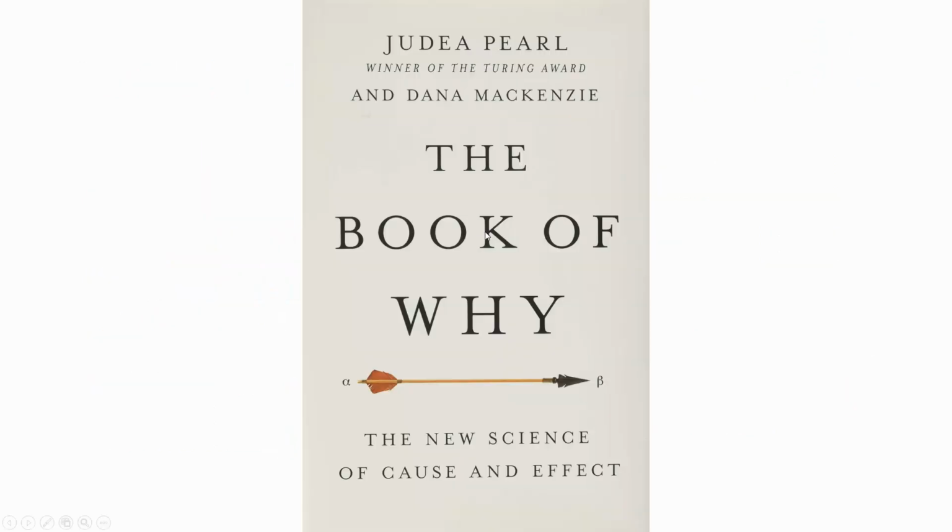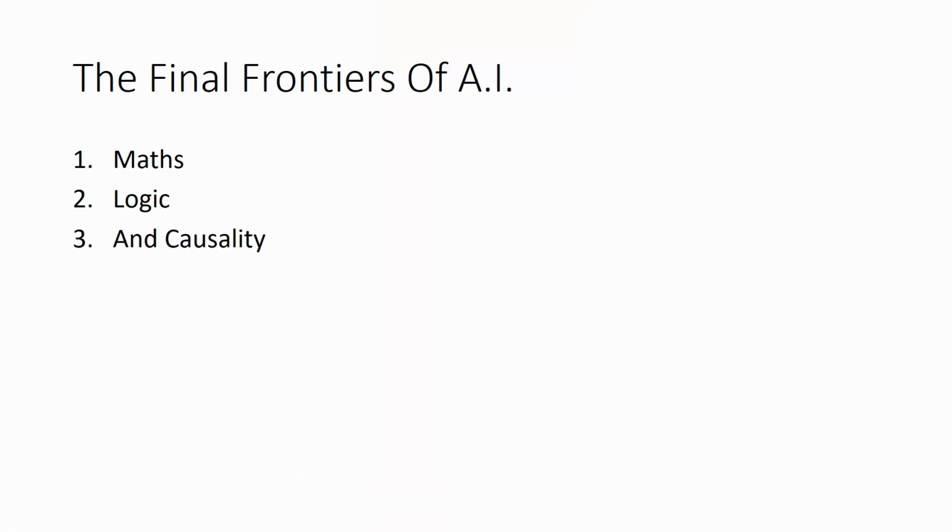This is The Book of Why by Judea Pearl. This is like the gold standard in the science of causality. The final frontiers of AI are basically three things: maths, logic, and causality. If machines can understand math, logic, and causality, besides doing all the wonderful things that they are already helping us do, we would have achieved AI.